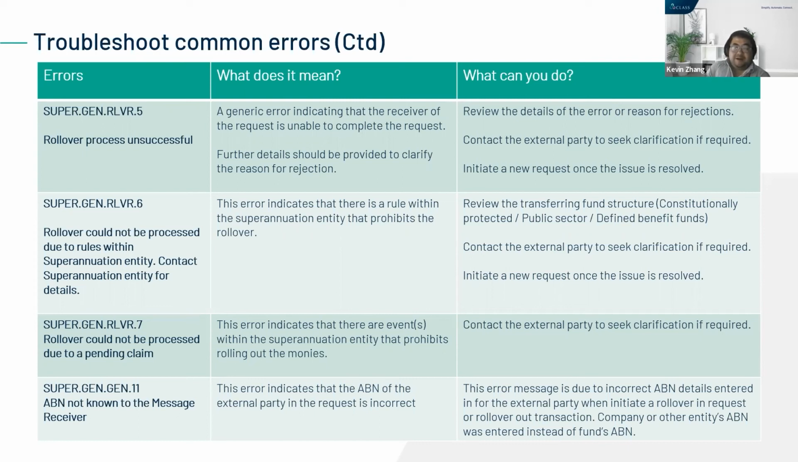The one, SuperGen.11, so ABN not known to the message provider. So a lot of times we see that happening. One of the parties enters an ABN that actually does not belong to the super fund. So the ABN was actually in a company or other entity other than a super fund entity, and that's why you get this type of error message. The next one, please.